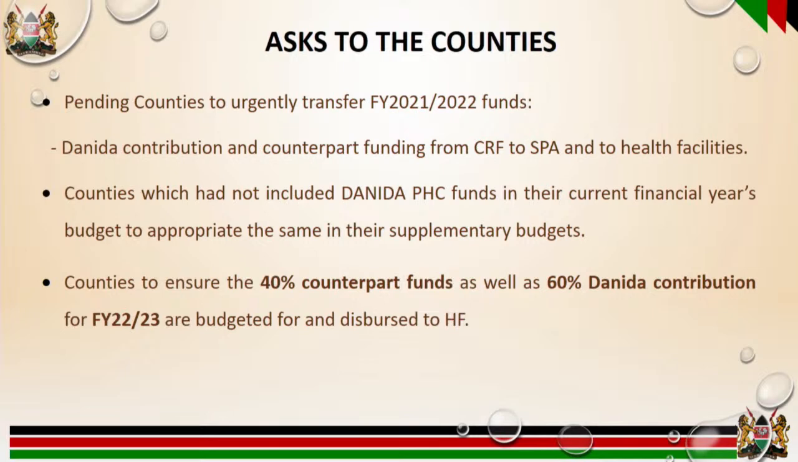So some asks to the counties: kindly urgently transfer 21-22 funds for those that have been seen to have pending 75% from Danida and 25% from the counterpart funding. Kindly let's follow up on that. If you've not included the Danida PHC funds in your current financial year's budget, please let's appropriate the same in our supplementary budgets. Same applies for the current financial year 22-23. Let's please have that done.